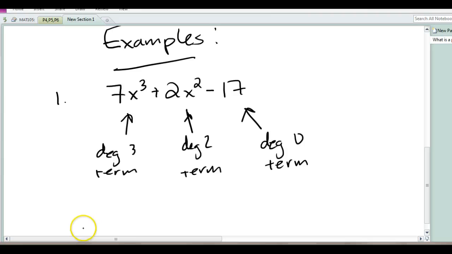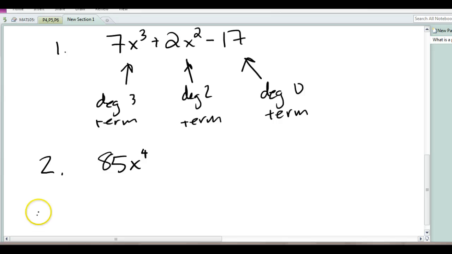The degree of the whole polynomial would be 3, because when you talk about the degree of a polynomial, you're talking about the highest degree term. Okay, another example, you could just have something like 85x to the 4th power. It could be a single term, or it could be many.